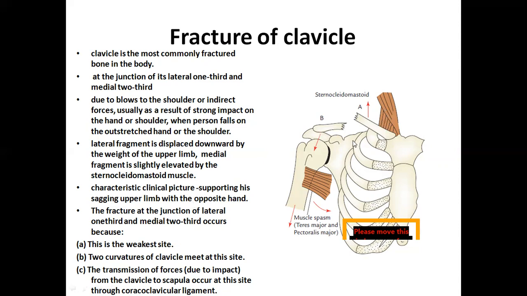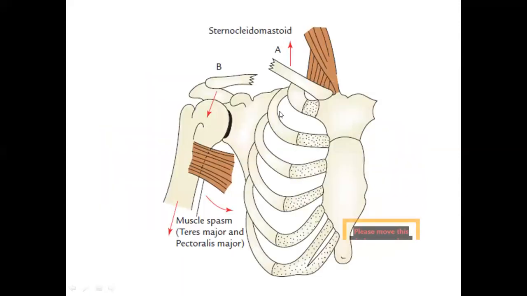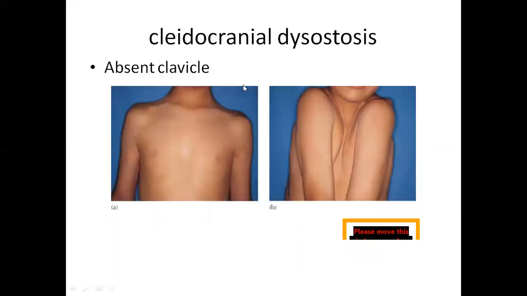The fracture at the junction of lateral 1/3 and medial 2/3, I told you, is because this is the weakest site. Two curvatures of the clavicle meet at this point, and of course the transmission of forces due to impact from the clavicle to the scapula occurs at this site through the coracoclavicular ligament. This is the fracture, medial 2/3, lateral 1/3. Now let us see what the congenital anomalies are.